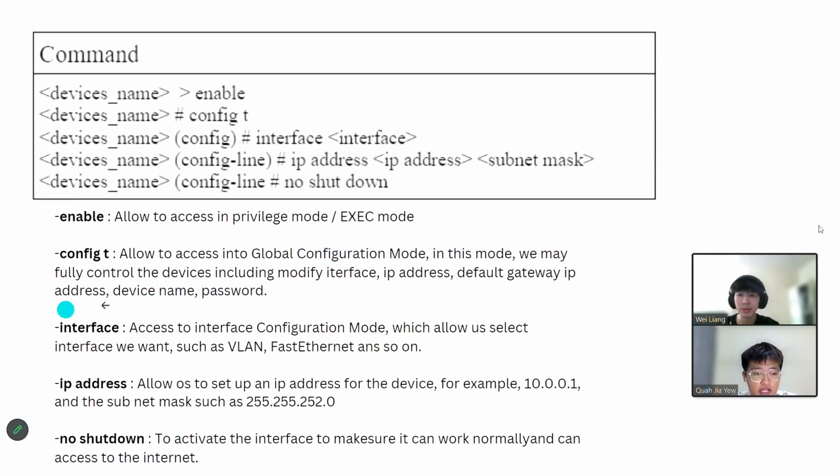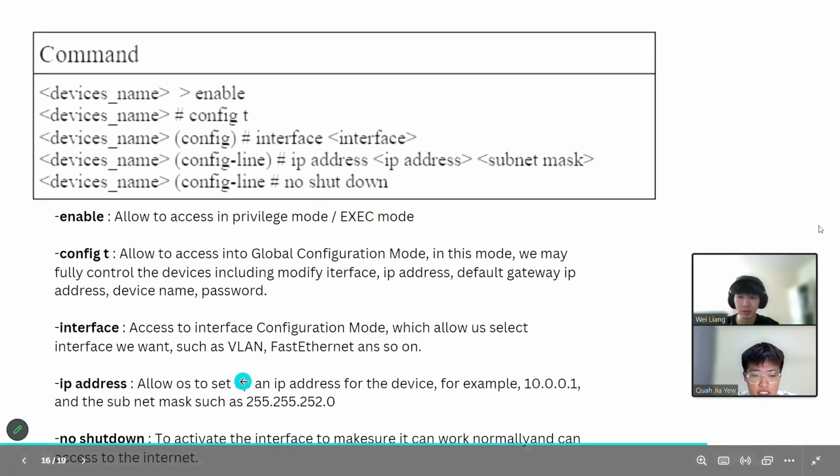For the next one, I've also used the interface command. It's used to access interface configuration mode, which allows us to select the interface we want, such as VLAN, FastEthernet 0/0, 1/0, and so on. The next one is the IP address command. It's used to allow the OS to set up an IP address for the device. For example, 10.0.0.1, and the subnet mask such as 255.255.252.0.